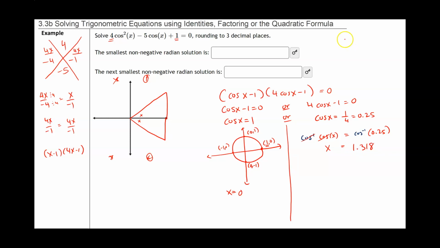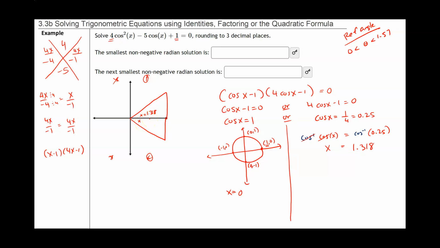Now, just as a quick refresher, any reference angle has to be between 0 and 90 degrees. In radian form, that's between 0 and 1.57. So 1.318 is between 0 and 1.57, which means this is a valid reference angle. Okay, so my reference angle is going to be 1.318.